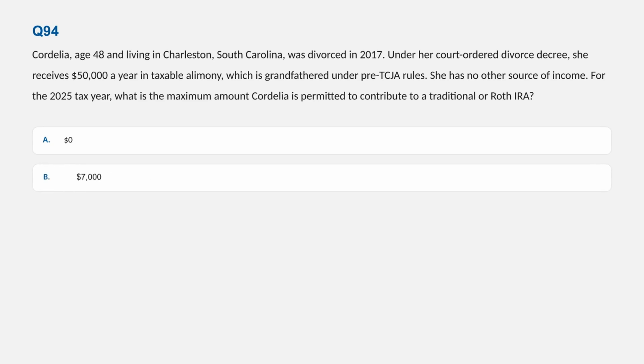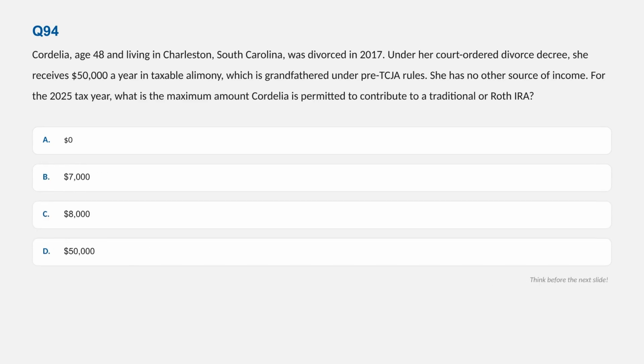Question 94. Cordelia, age 48, and living in Charleston, South Carolina, was divorced in 2017. Under her court-ordered divorce decree, she receives $50,000 a year in taxable alimony, which is grandfathered under pre-TCJA rules. She has no other source of income. For the 2025 tax year, what is the maximum amount Cordelia is permitted to contribute to a traditional or Roth IRA? A. $0, B. $7,000, C. $8,000, D. $50,000.